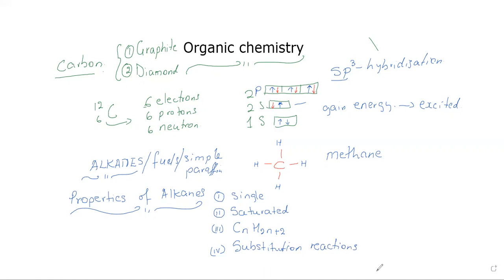Now, you see that this is a single bond here, single bond here, single bond there. This is a single bond called sigma bond. Now saturated. We go up there, we realize that carbon can only take 4. This carbon here has taken 4. It can't take anything more than 4, so it's saturated.